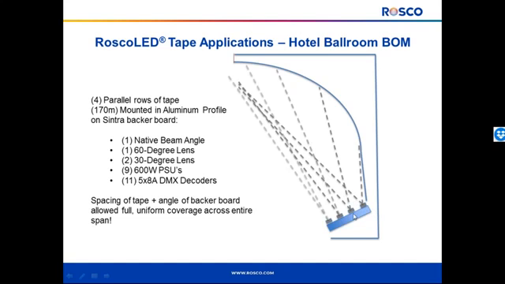So working from the right edge going down to the left, the tape on the right side was at native beam angle, which is roughly 140 degrees. We then followed with one that has a beam shaping lens, which reduces the angle to about 60 degrees. And then the 2 furthest to the left include a 30-degree beam shaping lens. So this way, with a little bit of tilt to the backer board, we were able to provide full and uniform coverage across that entire archway. The entire project used about 170 meters of tape and profile, and it was complemented by some of our larger power supplies and our DMX decoders.